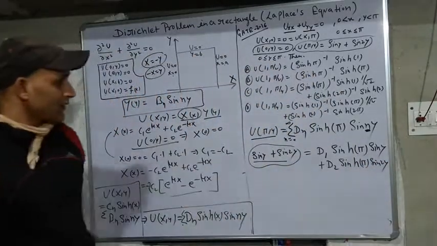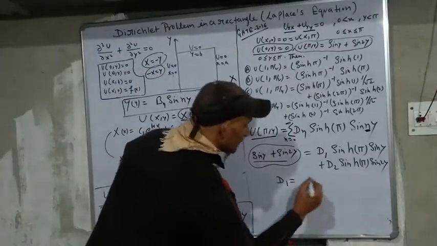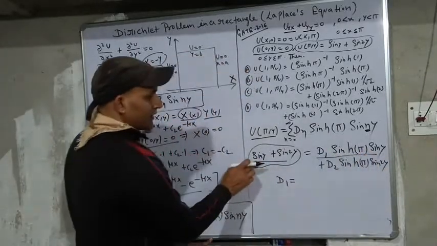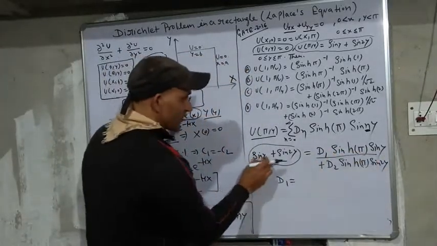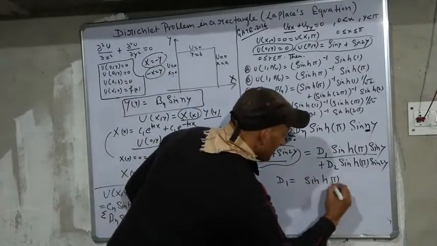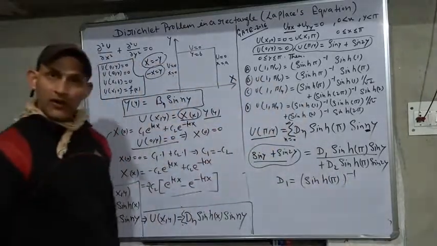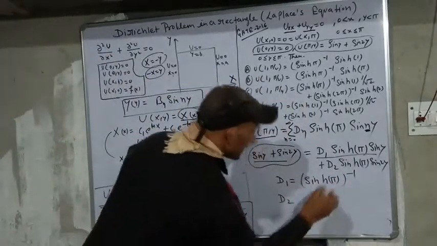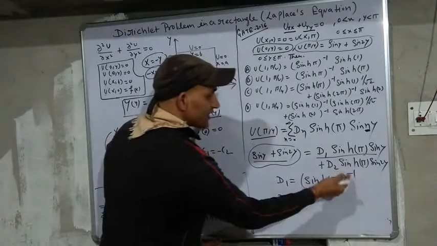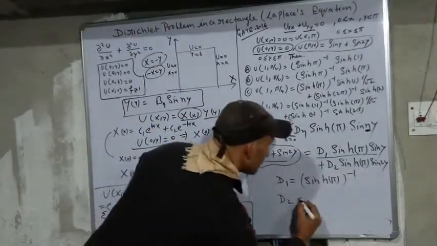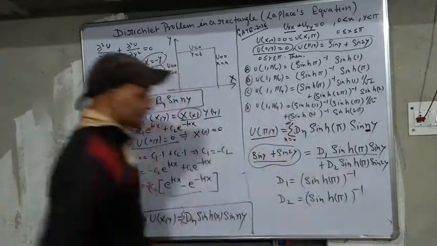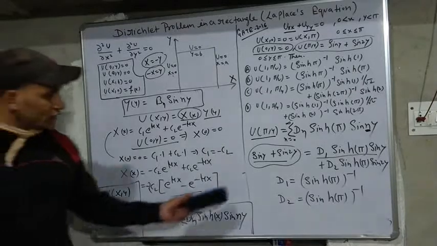So if you compare, then sine y cancels, and here is 1. So d1 is equal to 1 upon something, it means that d1 is sine hyperbolic pi power minus 1. Very simple. Now d2, similarly, if you compare this and this, then sine 2y cancels, 1 is equal to something, it means that d2 is equal to sine hyperbolic pi inverse. Very simple. Okay, so this is d1 and d2.